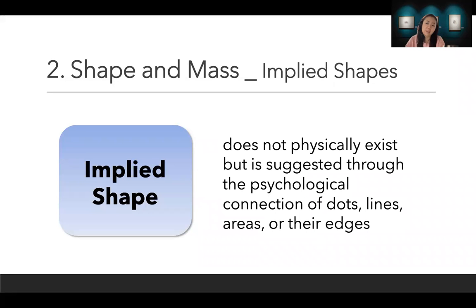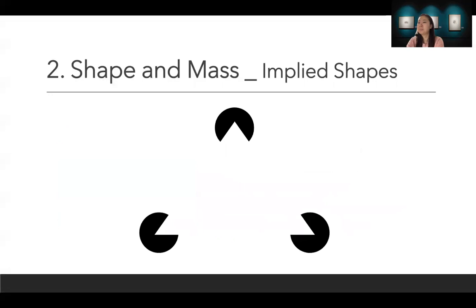And like line, there is an implied shape in art. An implied shape is a shape that does not physically exist, but it's suggested through the psychological connection of dots, lines, areas, or their edges. So let me show you an example. So this is the example. So everyone, look at this image. Which shape can you see in the center of the image?